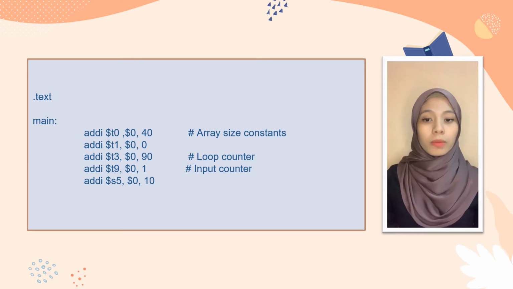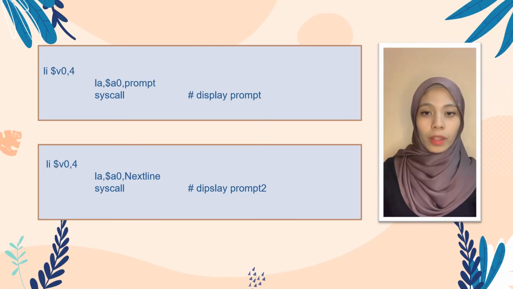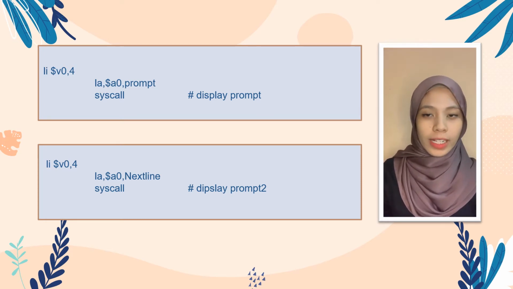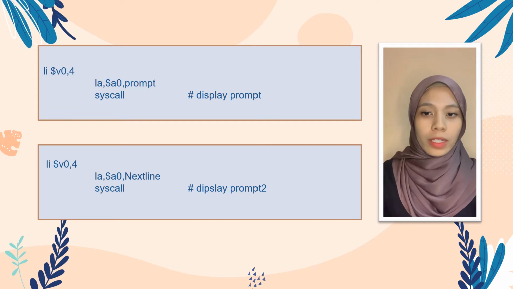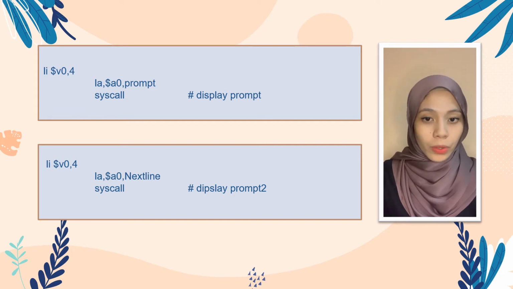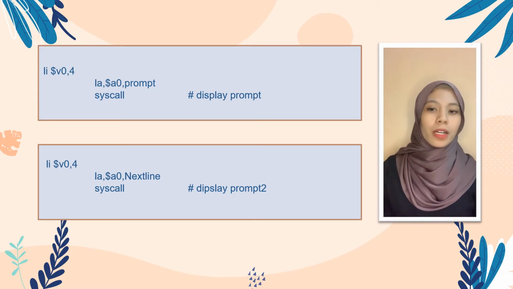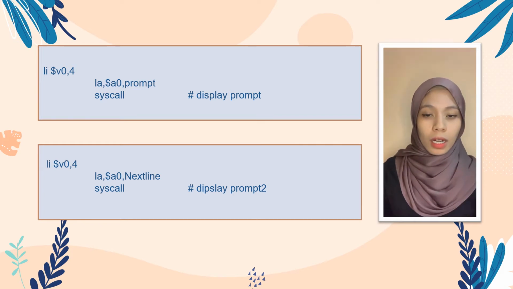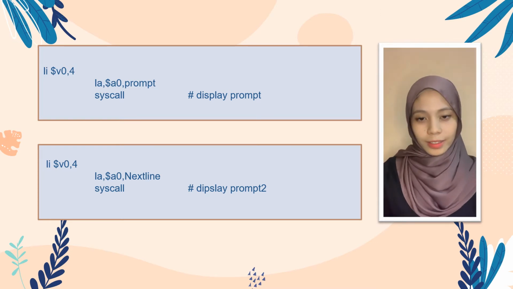Then we have to prompt the user on what they must do. LI is called load immediate, where we load the system code for prompting the user, and we send it to the register $A0 for the operating system. Same as previous, we load the next line variable which holds the value \n, which in the C++ programming language we call endl, the escape character to go to the next line.